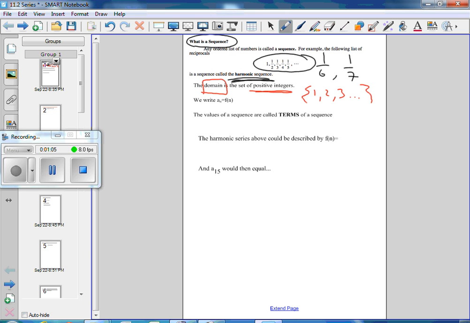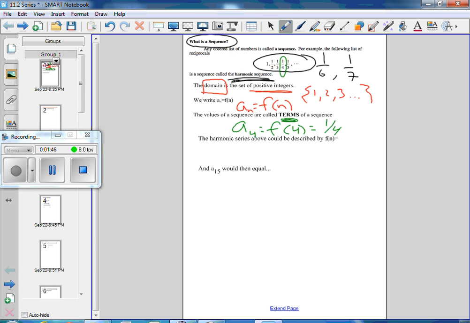And when we talk about a sequence, we write it as a sub n, which is the same thing as f of n. And each value in that sequence, so for example, one of my values is 1/4, that's one particular value in that sequence, and that's called a term. So each individual value is called a term, and we write that as a4 or f of 4 because it's our fourth term. That's 1/4.